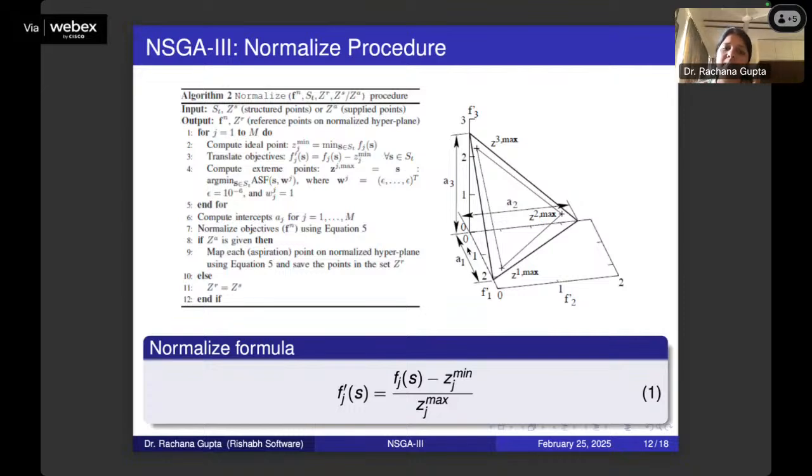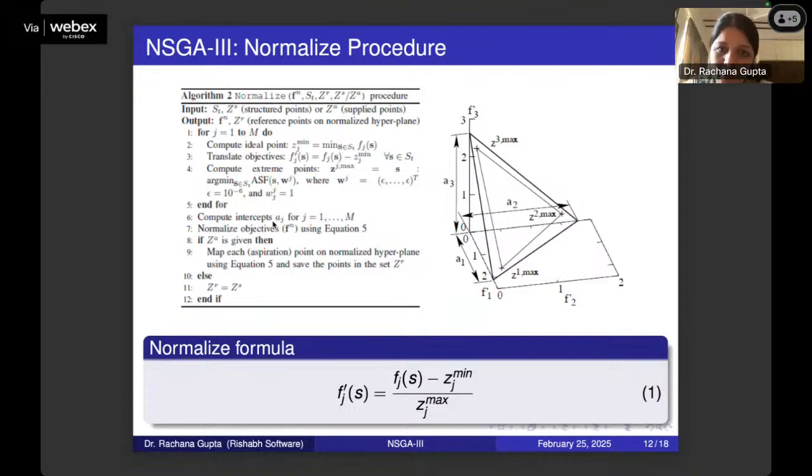This looks complicated, but you can see in equation 1 what we are using. Here z max is nothing but an intercept. Intercept means, in the mathematical concept, the maximum value on that particular objective scale. For example, suppose the price of any fruit ranges from 0 to 10. So 10 is the intercept value. Computing the intercept, in line number 6, is nothing but finding the maximum value of that particular objective.